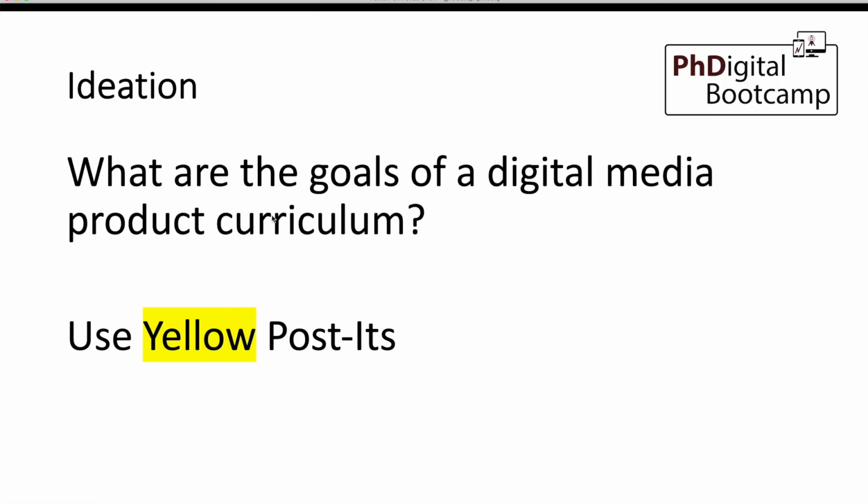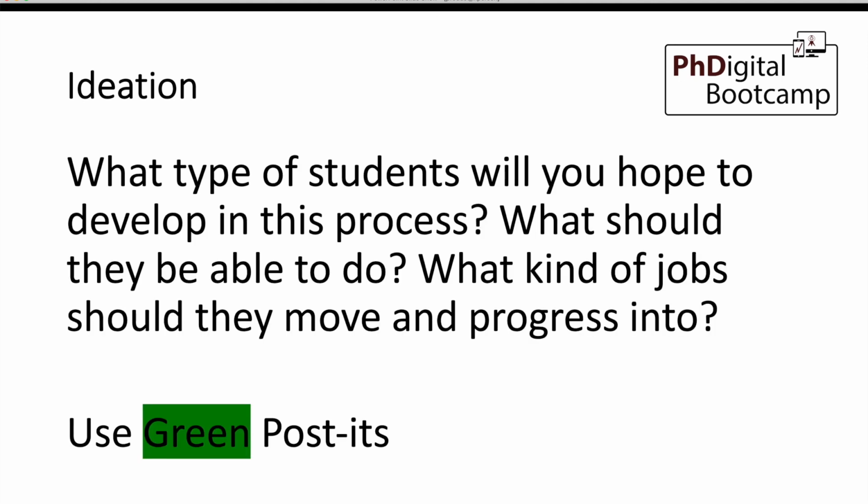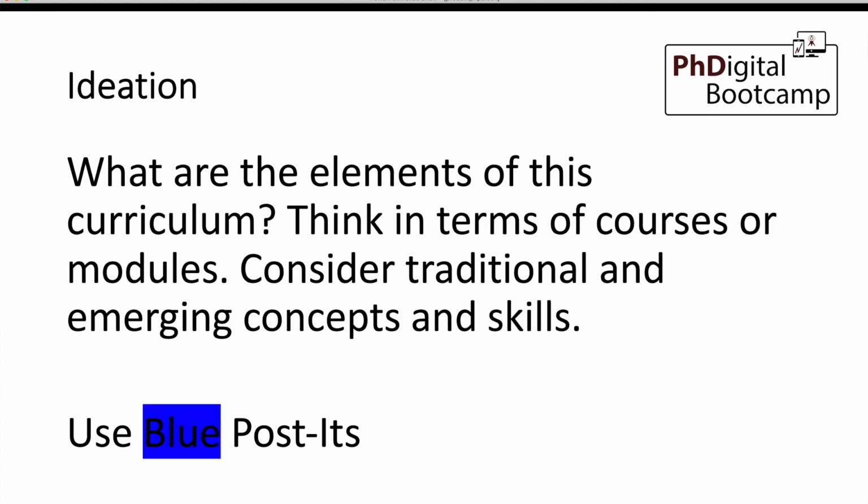Coming back to this presentation, again, just the roles that we'll be doing here: you'll be using the yellow post-its on your own board, individually, to talk about the goals of the digital media product curriculum. You are going to use the green post-its to talk about what type of students you hope to develop, what they should be able to do, and what kinds of jobs they should be able to move into. And then the blue post-its: what are the elements of this curriculum? Think in terms of courses or modules, and consider traditional and emerging concepts and skills.